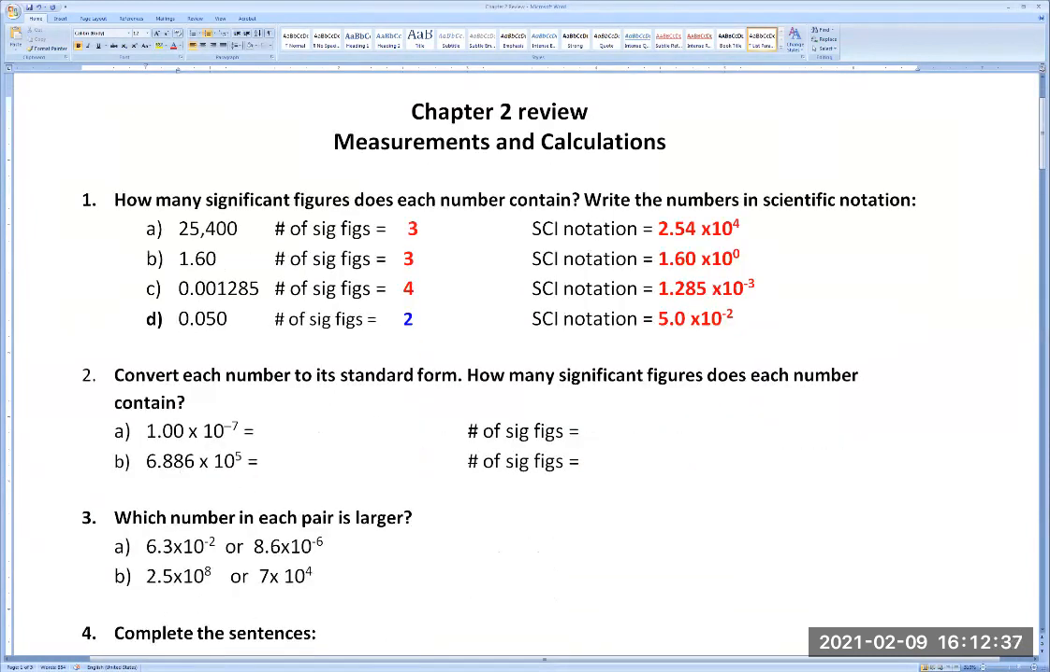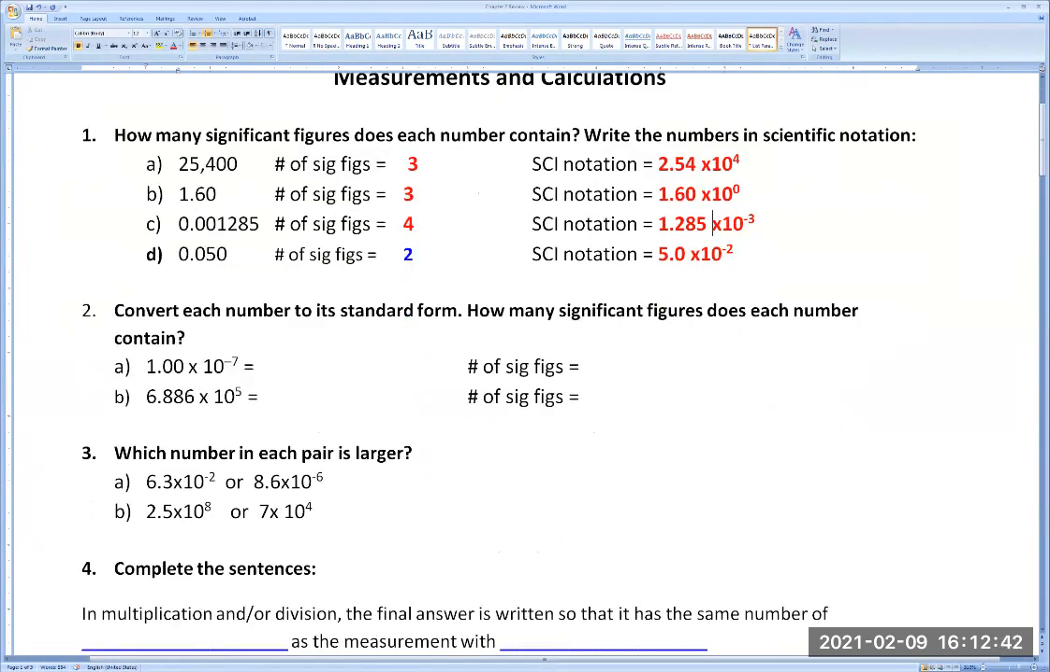Question 2 then, convert each number to its standard form. So we have these 2 numbers here, and they are in scientific notation right now, right? And so we want to bring them back to standard form. Notice how there are many ways to talk about the standard form. It can be regular notation. It can be decimal notation. The calculators tend to call it floating point notation. All of these mean the same thing. It's just the way we are used to seeing numbers.